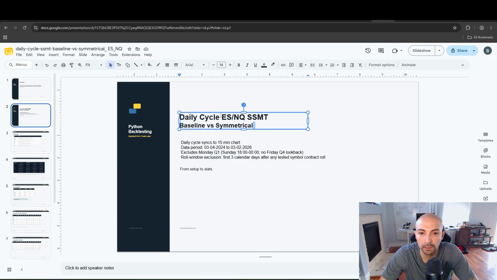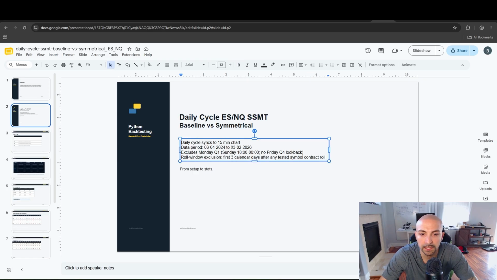This time we are looking at the daily cycle sequential SMT from ES versus NQ, asymmetrical versus symmetrical. This one, daily cycle, syncs to the 15-minute chart, so we're going to be looking at everything on a 15-minute time frame. Data period is 2 years from March 4th, 2024 to March 2nd, 2026.